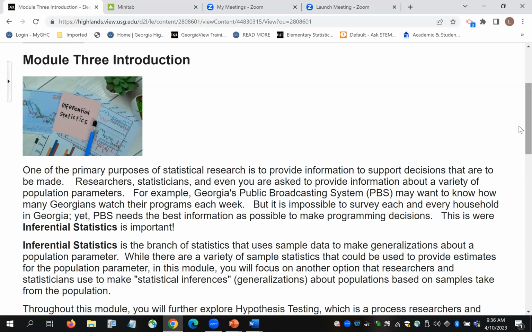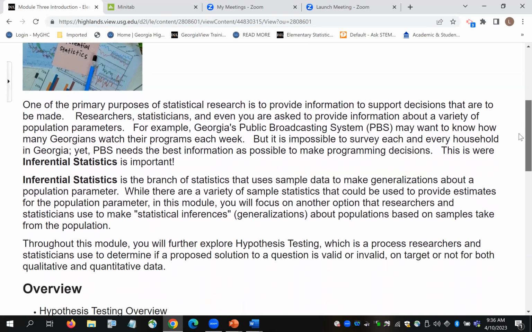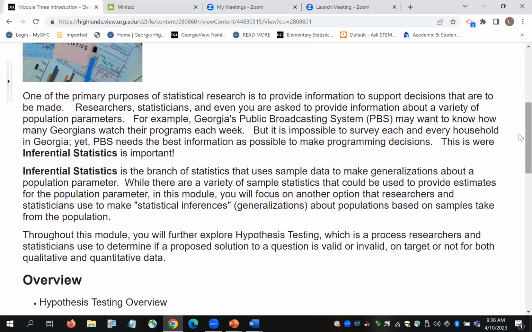As we move into Module 3, we're going to move into the branch of statistics called inferential statistics, where we actually begin to use the data, use those descriptive statistics to interpret the data, and maybe even insert some of our own perspective, our own interpretation, to make generalizations about our population parameter.